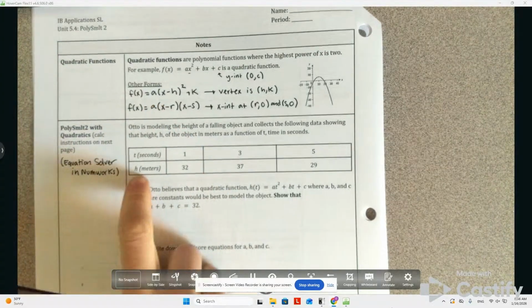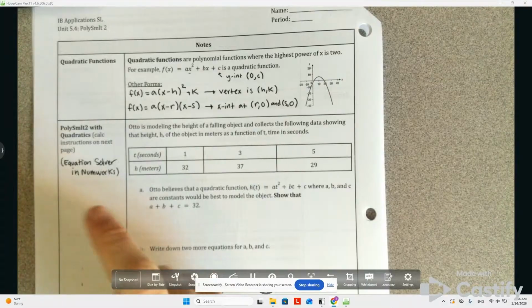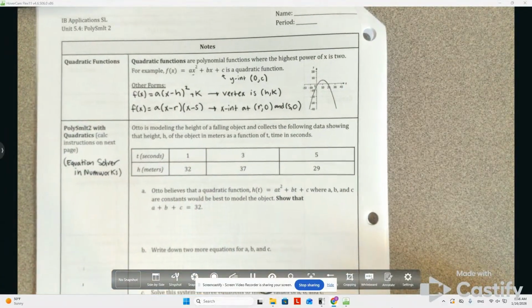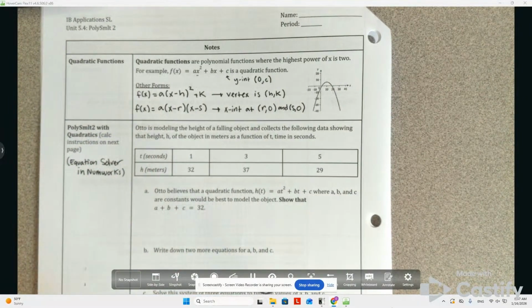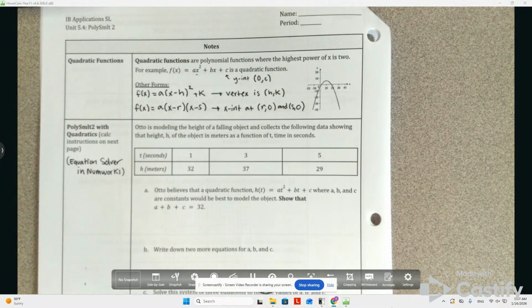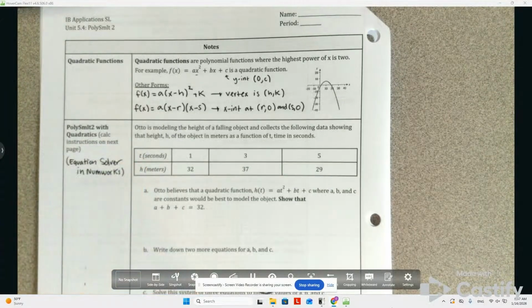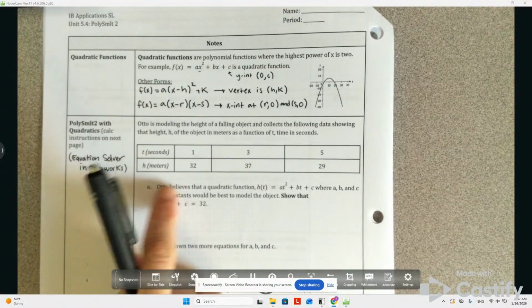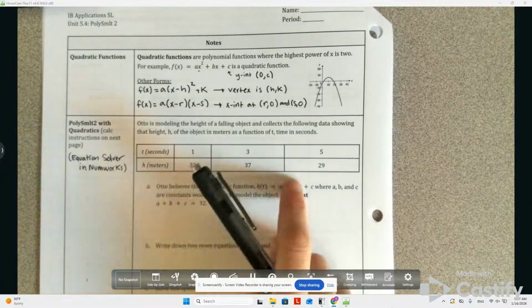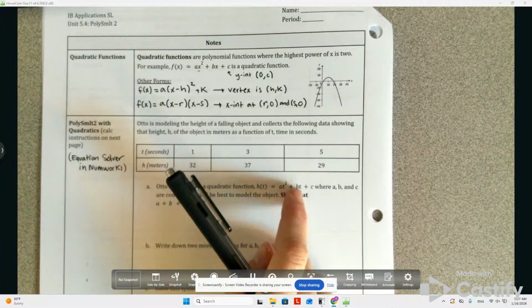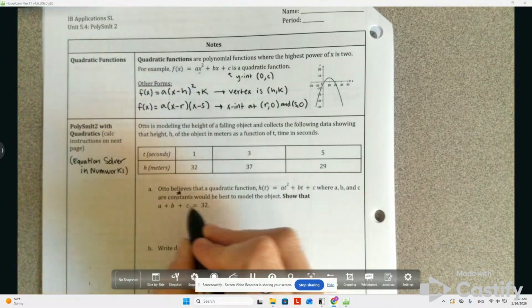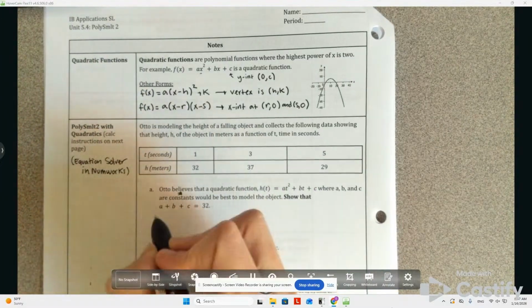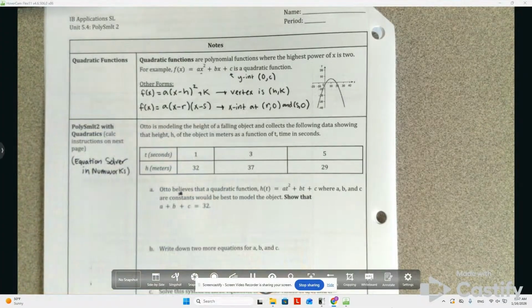So commonly you'll get problems like this where you'll be given some data and eventually you'll be asked to build an equation. So for here, Otto is modeling the height of a falling object and collects the following data showing the height h of the object in meters as a function of t, time in seconds. So we have some time and we have some height. Otto believes that a quadratic function with this format, h of t equals at squared plus bt plus c, where a, b, and c are constants, that just means numbers, would be the best to model the object. And we're supposed to show that a plus b plus c equals 32.